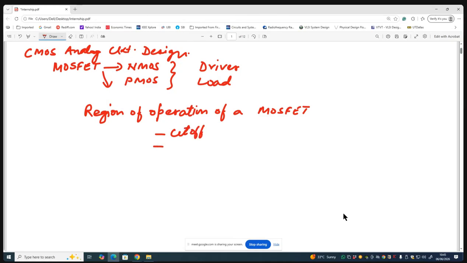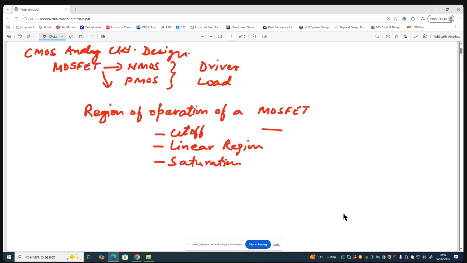Cutoff region, then linear region, which you are calling the triode region, and then saturation region, right? And so in these regions, we have a different current equation.